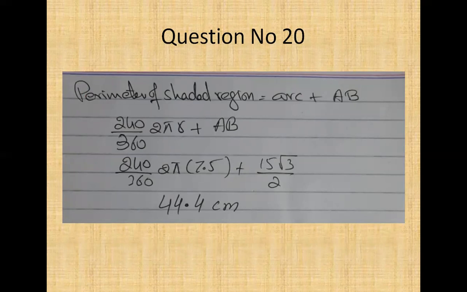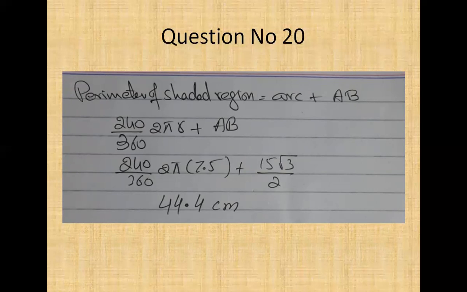So now you want to find out the perimeter of the shaded region. That shaded region is basically the major segment, and its perimeter will be the arc of the major segment plus that chord AB. The arc will be the angle subtended by the major segment at the center. That will be 240 divided by 360 multiply 2 multiply pi multiply r plus the chord length, that is AB. In your calculator, you will enter 240 divided by 360 multiply 2 multiply pi multiply 7.5 plus 15 multiply under root 3 divided by 2 equals, and that will be 14.4 centimeters.